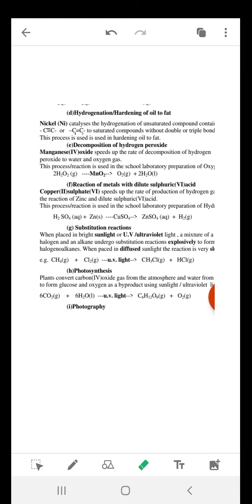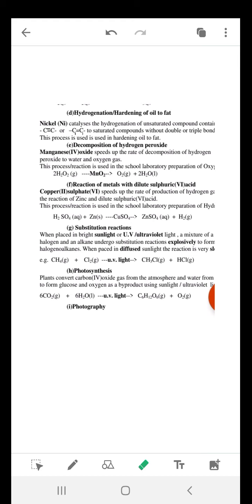Then the process is just reacting this mineral acid with zinc to give you the salt, that's a chloride, the zinc chloride, or zinc sulfate if you are using sulfuric(VI) acid, and hydrogen gas.